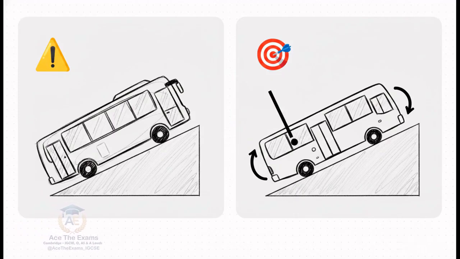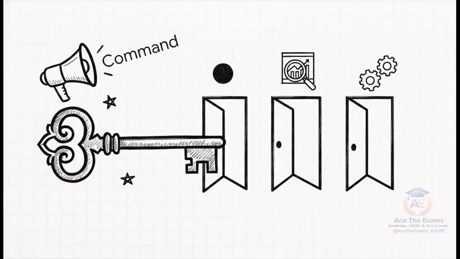Evidence: at an angle of 35 degrees, the center of gravity shifts past the pivot point of the right tire. Scientific reasoning: this creates an unbalanced clockwise moment. Examiner wording: resulting in a resultant turning effect that topples the object. Boom. Maximum marks secured.